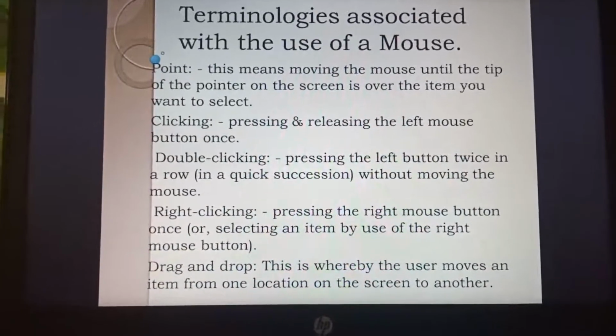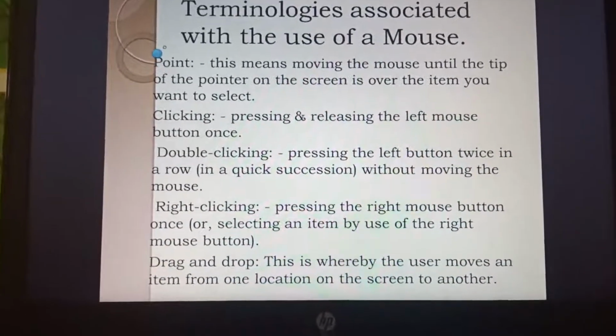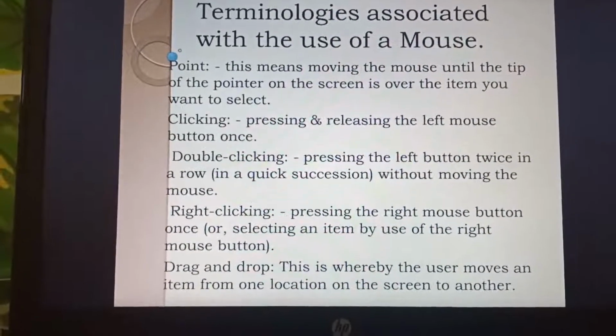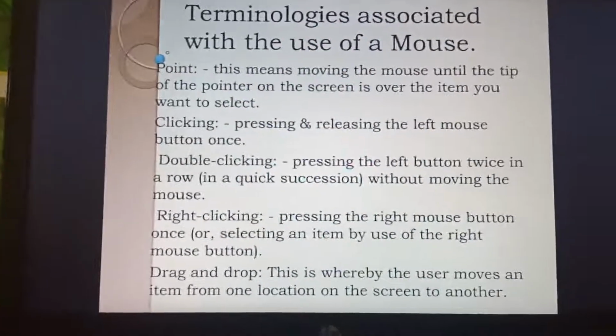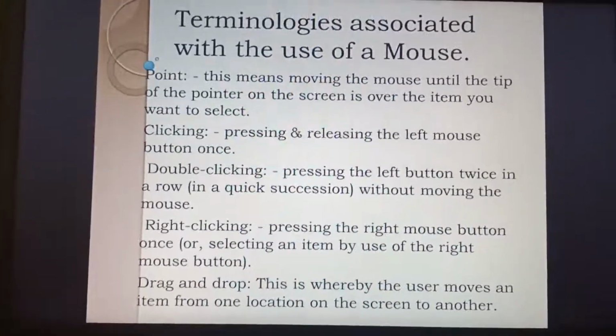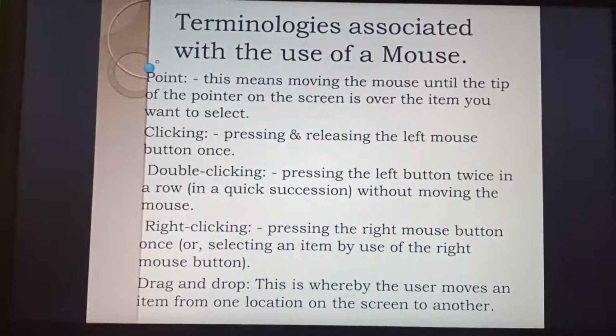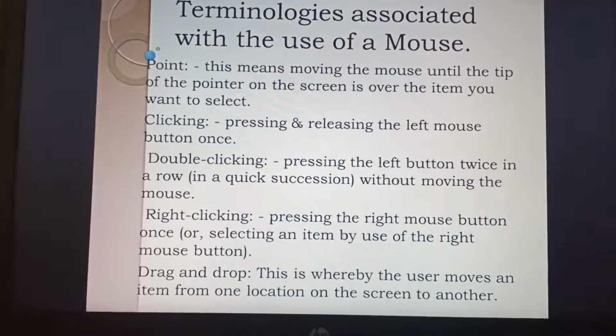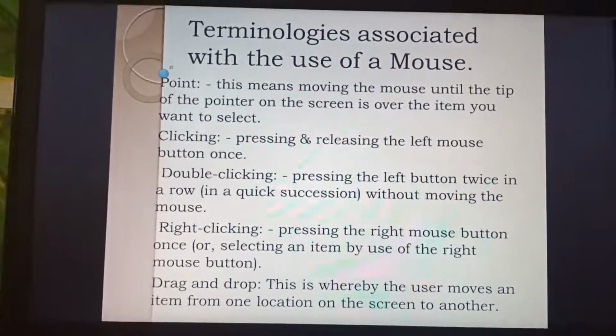Then we have right clicking. This is pressing the right mouse button once. Maybe if you want to select something from a menu. Mostly when you click using the right button, you will see mostly some pop-up menu. Then from that menu, you can select the right item that you wanted to use.